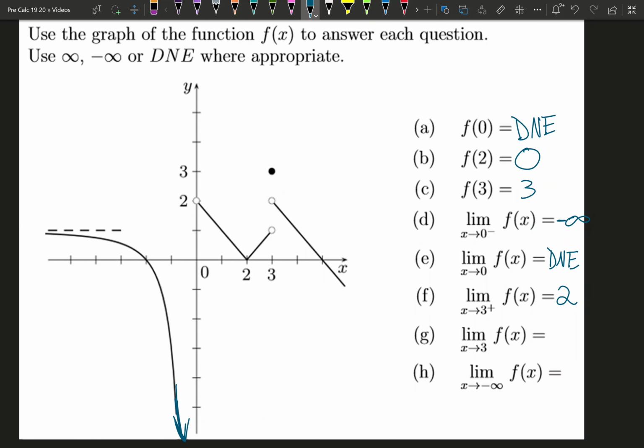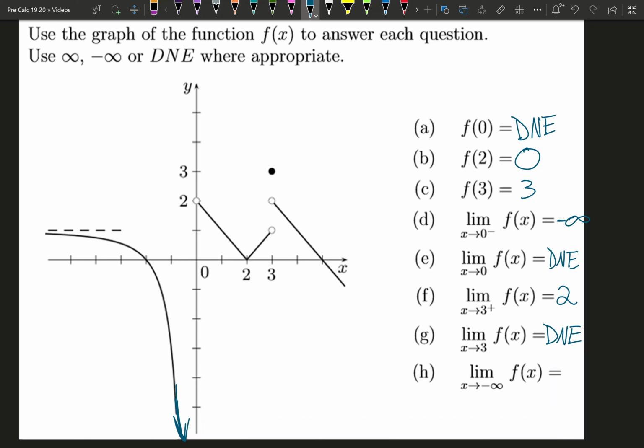Then we take a look at our two-sided limit as x approaches 3. As x approaches 3 from the right, we said the value was 2. Our limit as x approaches 3 from the left is going to be equal to 1. Since those are not equal, the limit does not exist.